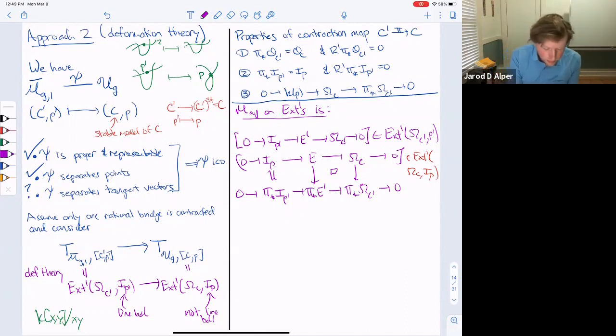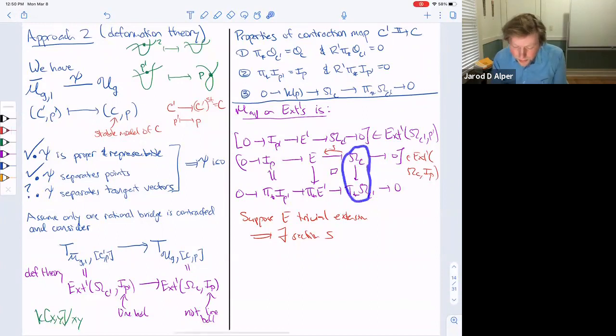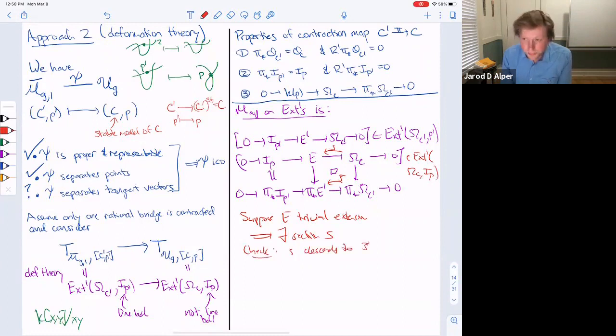So let's suppose that it maps to the zero extension. Let's suppose E is the trivial extension. That implies that there exists a section S here. So then we analyze this map. We know that the kernel of this map is just one copy of the residue field. So if we can show that that residue field maps to zero under this section, then this descends to a section S tilde. So you check that S descends to S tilde.